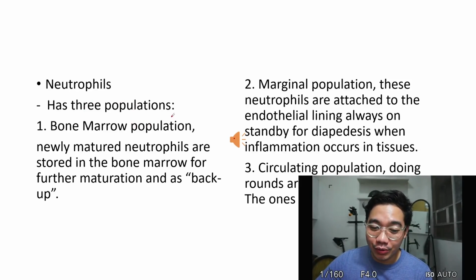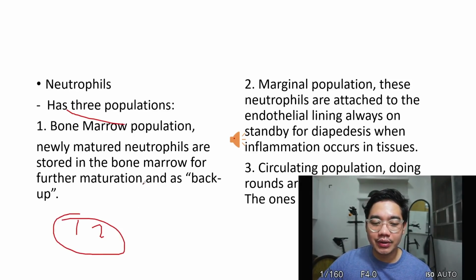Kaya kung ikaw nagbuot-buot lang ka, wala kay reference, that is a fallacy. No? So, has 3 populations in this. So, we have the bone marrow population. So, combine na niya tong 1 and 2 ato sa bone marrow.